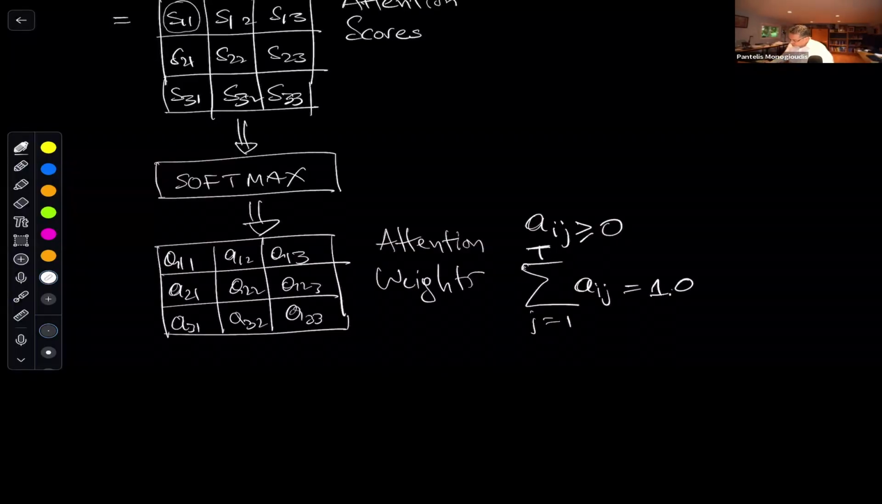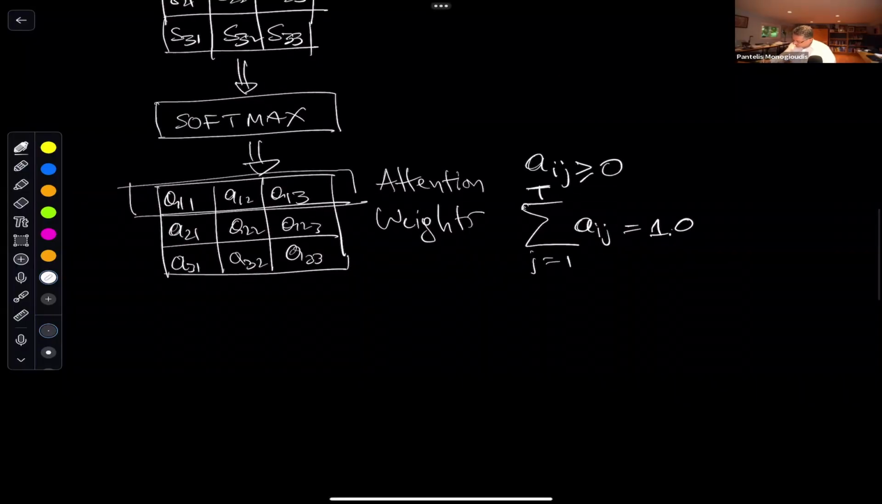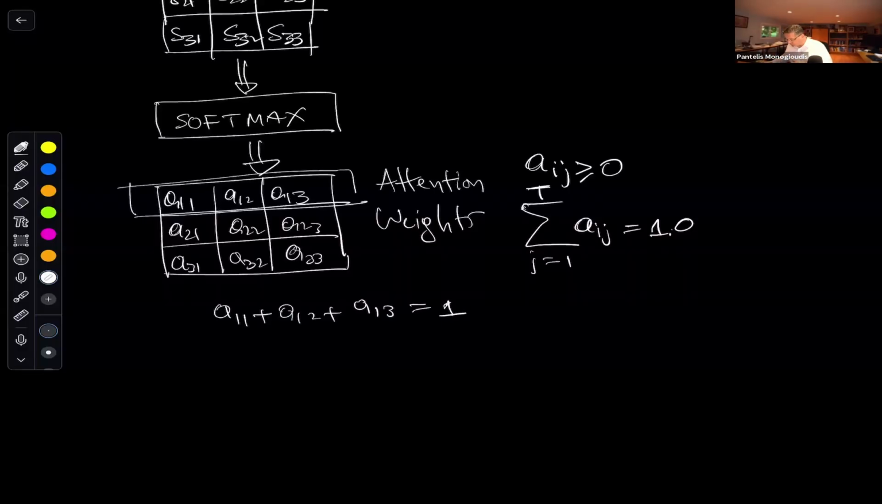Okay, so what does it mean? If you look at the row, you have effectively the summation of A11 plus A12 plus A13 equal to 1. And you can actually see it also in terms of columns as well. It doesn't really matter how you express this relationship.